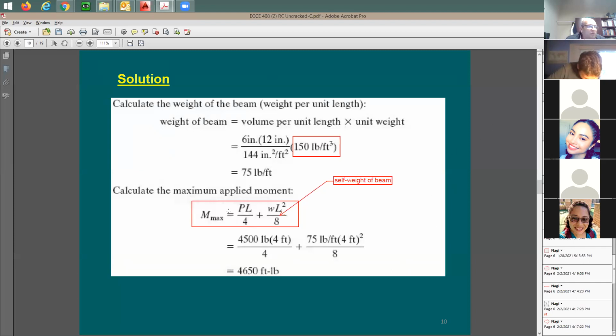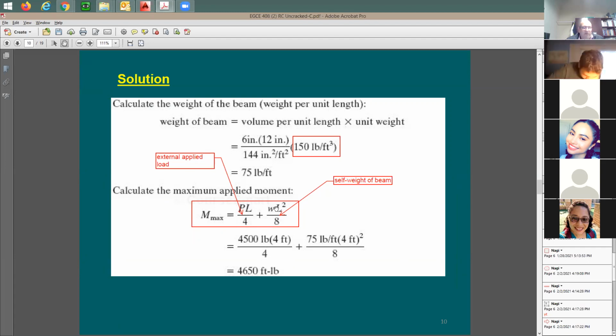What is PL over 4? You can say moment due to its external applied load, which is 4.5 kips. It's going to be like the maximum moment right at the midspan. Here's the first one, 4.5 kips times 4 feet. P times L divided by 4.